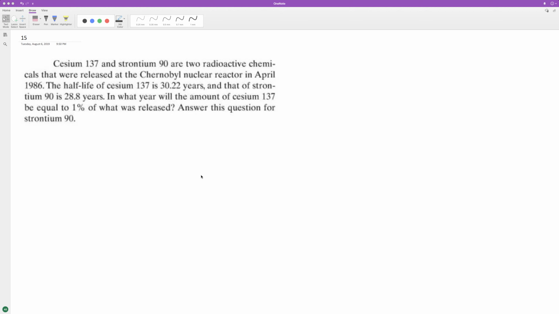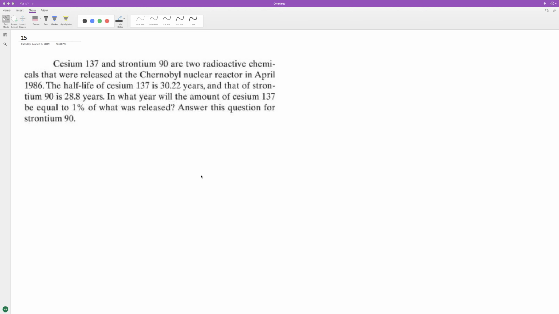We have cesium 137 and strontium 90. I think I said that right. They are two radioactive chemicals that were released at the Chernobyl nuclear reactor in April 1986. The half-life of cesium 137 is 30.22 years. Strontium 90 is 28.8 years. In what year will the amount of cesium 137 be equal to 0.01 of what was released? Answer this question for strontium 90.